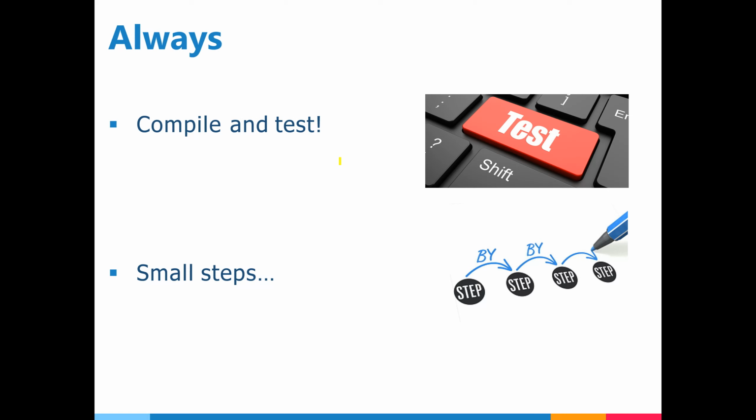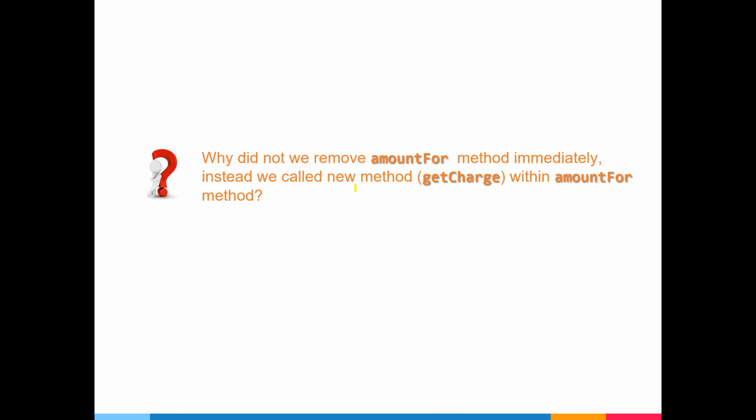So let's look at some of the slides. We have done compile and test in small steps. These are all cool, step by step. Why didn't we remove the amount for method immediately instead of calling the new method get charge within the amount for method?